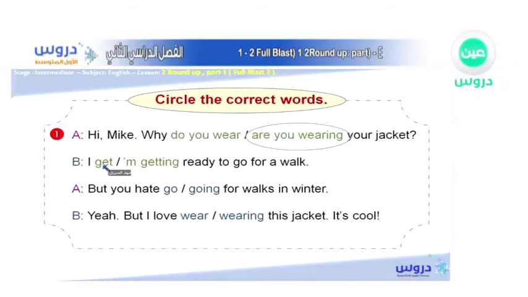What about here? Does he say I get or I'm getting? I am getting, that's right. Yes, I am getting because he's doing it at this moment, right now. What about here? But you hate, and then do we say you hate go or going for walks in winter? What do you think? You hate go or going? We are speaking at the moment right now.